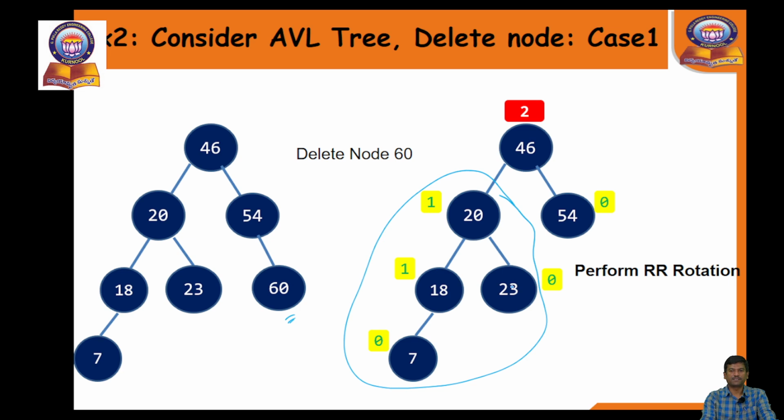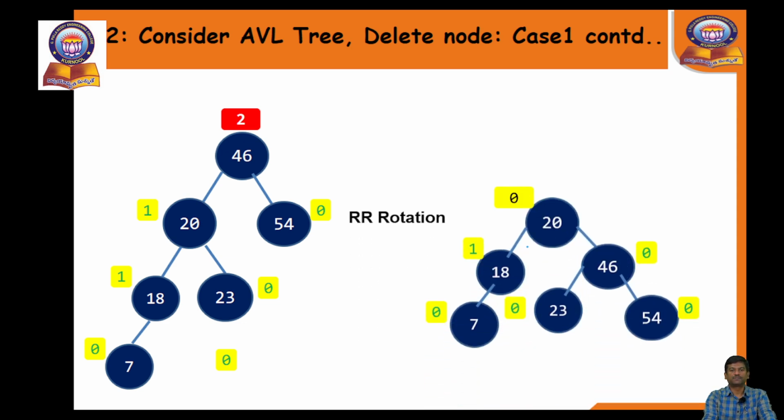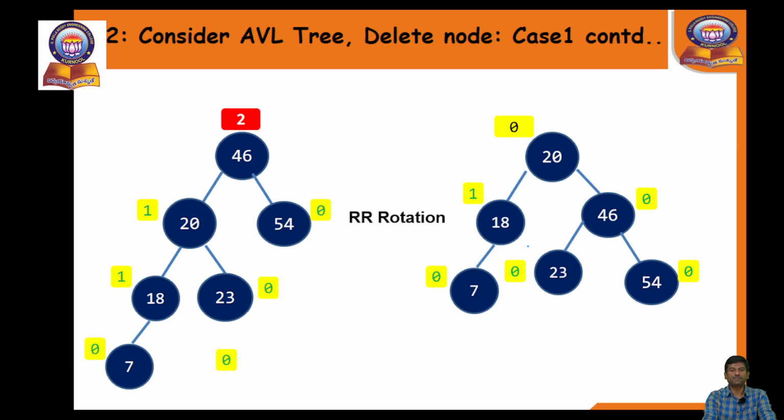So when left is heavy, then you have to perform rotate right. That is single rotation. How to rotate right? Just make this kind of the 46. So node 20 becomes the root node and the right child becomes the 46. So when you are performing the right rotation, 20 becomes the root node and the right child will be, that is 46.